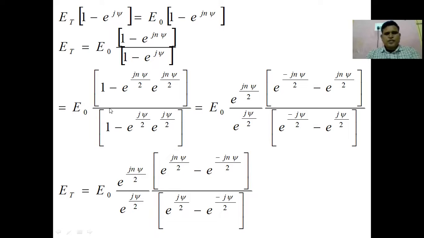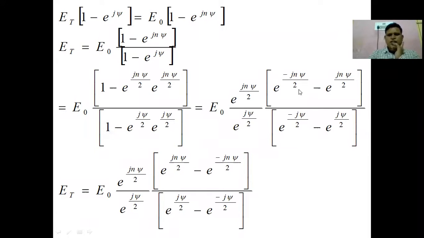Here also further we are doing some simplification. Here we are writing e power j n psi is equal to e power j n psi by 2 into e power j n psi by 2. Now if you bring out the e power j n psi by 2 outside, here you will get e power minus j n psi by 2 minus e power j n psi by 2. Similarly, the denominator term also we are writing, 1 minus e power j psi is e power j psi by 2 into e power minus j psi by 2 minus e power j psi by 2. See, now with e power j n psi by 2 and e power j psi by 2, we are getting this equation.